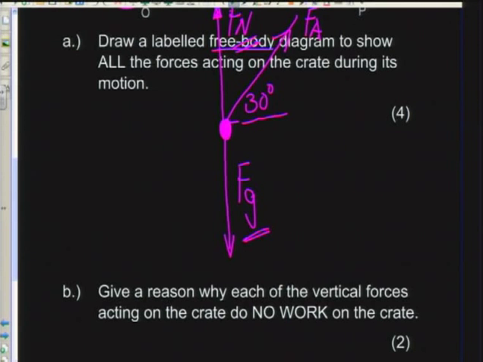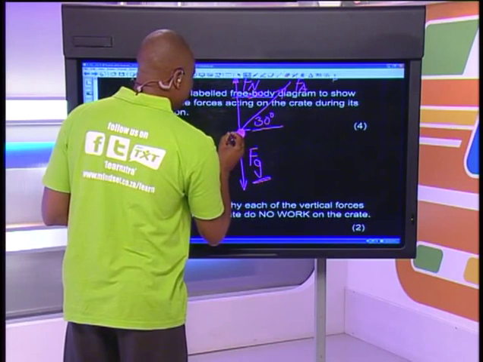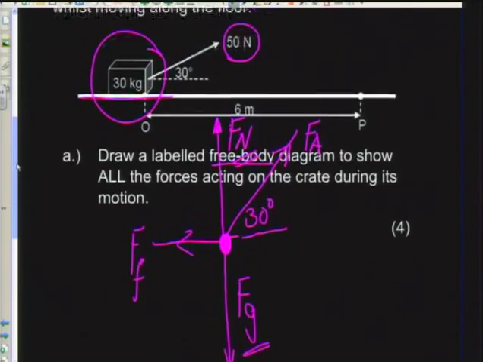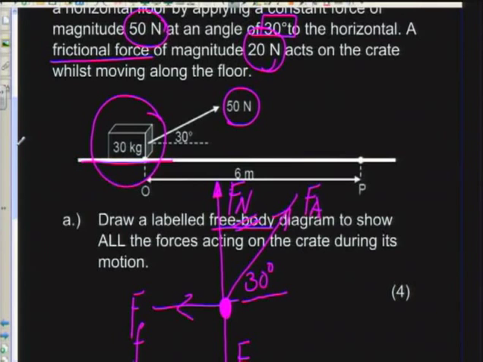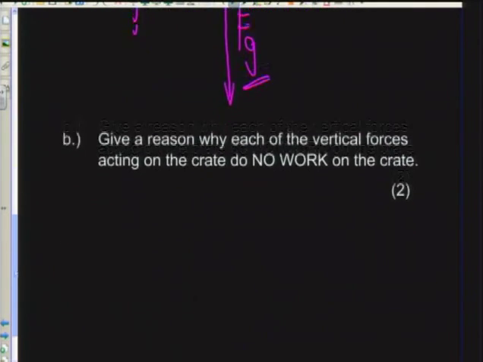So this force due to gravity is equal in magnitude to that normal force, but they are acting in opposite directions. The fourth force that I still have to show here is the force of friction, which will be the force in this way. So that will be the force of friction. I can even give the value of that force if it is given to me, and in this case, yes, it is given to me. You've got 20 newtons as the force of friction. So you can even show that. So you get your 4 marks by doing that.